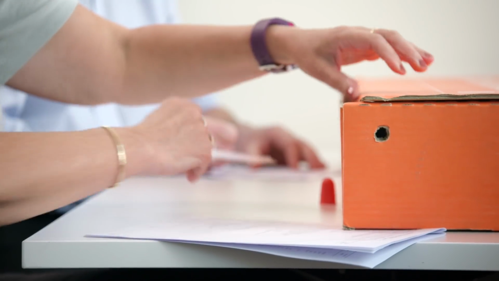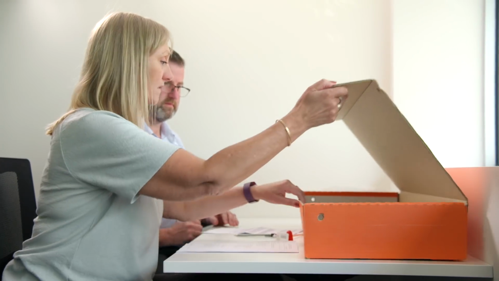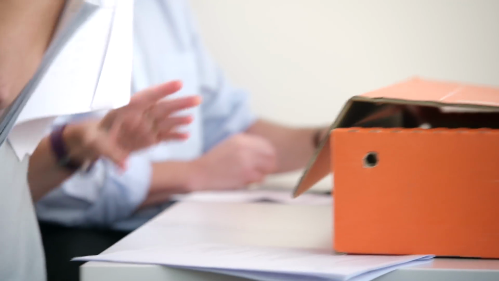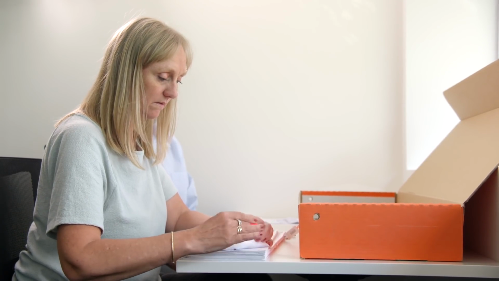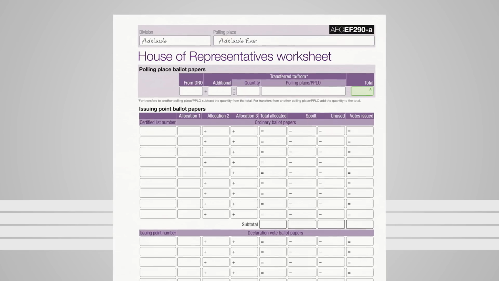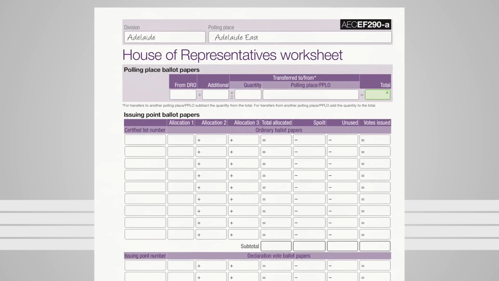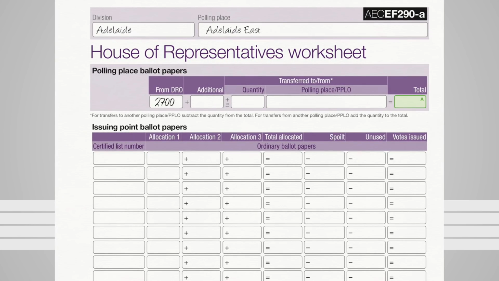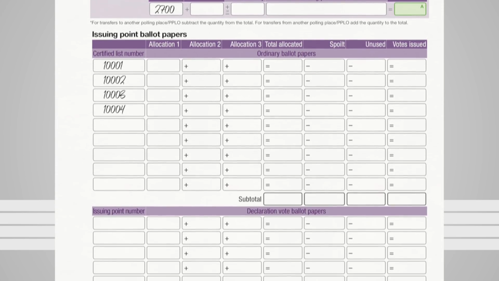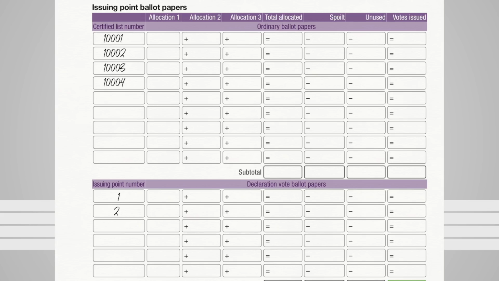When you receive your allocation of ballot papers from the DRO, you will check count them and make sure the number you received is the same as the number on the ballot paper inventory, which is located in the OIC Preparation Guide. The number of House of Representatives ballot papers you received is recorded in the From DRO field on the worksheet. On polling day, ordinary issuing points are identified by the certified list number. Declaration issuing points are sequentially numbered.